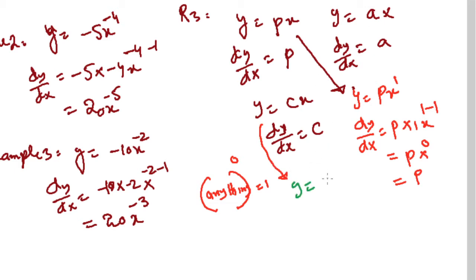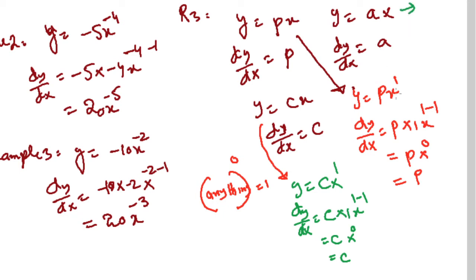y is equal to cx. So dy/dx is equal to c. Now the power is 1 here, so bring 1 down, so x to the power 1 minus 1. So c into 1 is c, and x to the power 0. So c is the result. Similarly, we can do the same thing in this case.